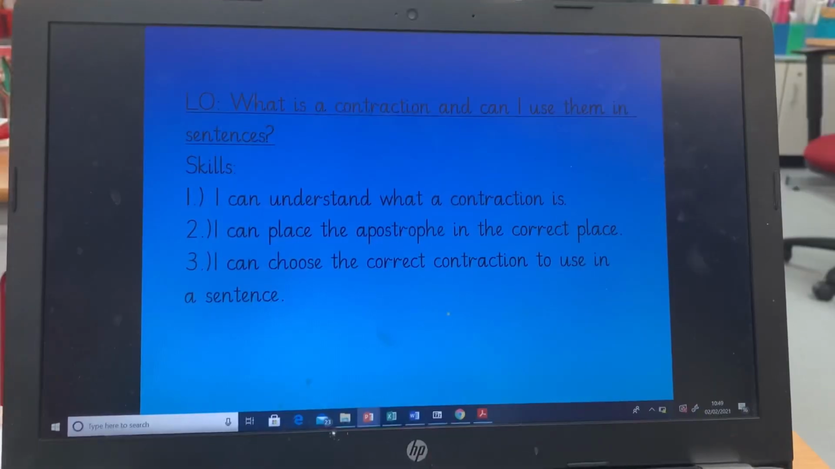Hi Braille class, in today's grammar session we're going to be focusing on using contractions, making sure we're putting the apostrophes in the correct place. So our learning objective today is: what is a contraction, and can I use them in sentences correctly?